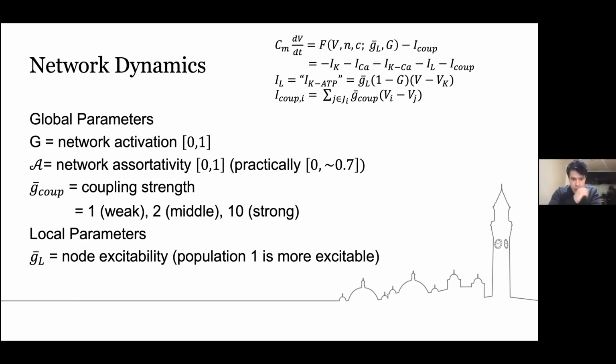We have network assortativity, which is also in 0 to 1. 0 means a completely uniform random distribution of the two populations of cells. Practically, this can only go to about 0.7, because 1 would actually mean that you have two disjoint populations, and since all of the cells will be connected to each other in one way or another, this is the sort of practical maximum. We're also going to look at various coupling strengths: 1, 2, and 10, which is weak, some middling value, and a strong coupling strength. And then we have our local parameter of node excitability, where population 1 is more excitable.